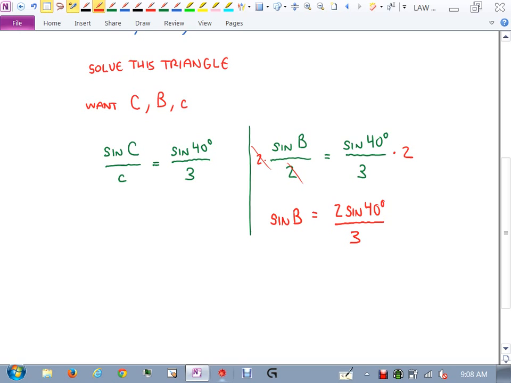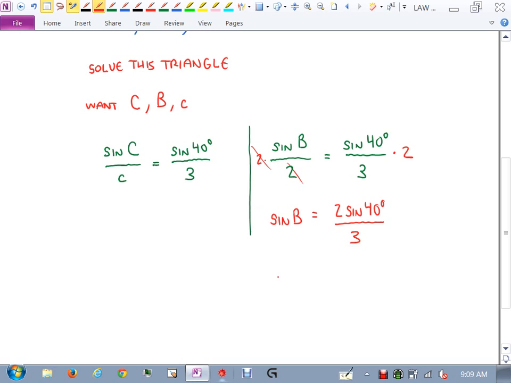And I'm going to go ahead and do sine of 40 on my calculator first. Okay, so I do sine 40, I get like 0.642787, something like that. I want to multiply that by 2, right? So multiply that by 2 here. And then I get like 1.285575 something. And now I'm going to divide that by 3. Anybody else get 0.42852, something like that?